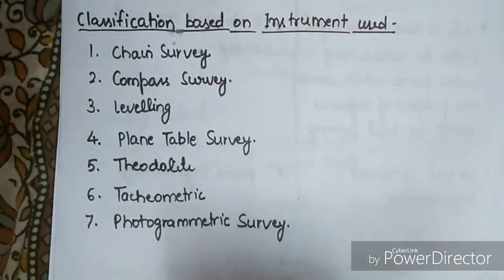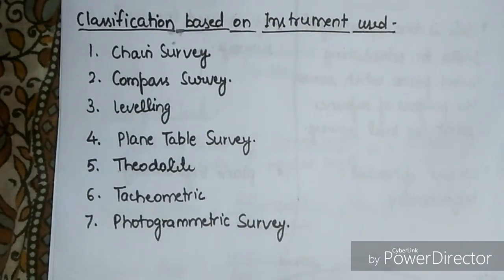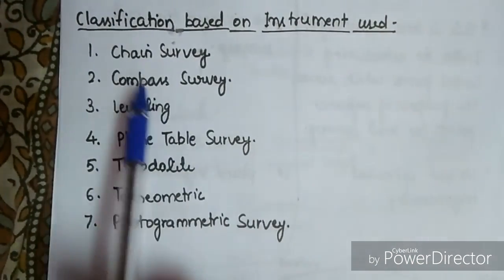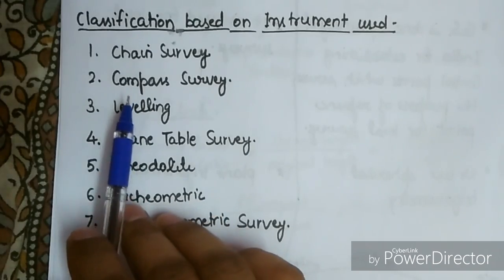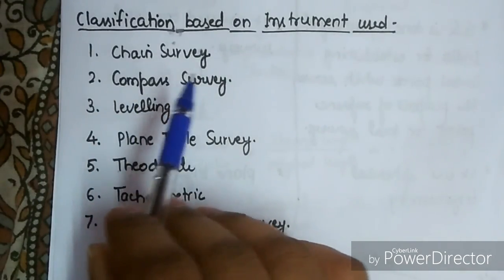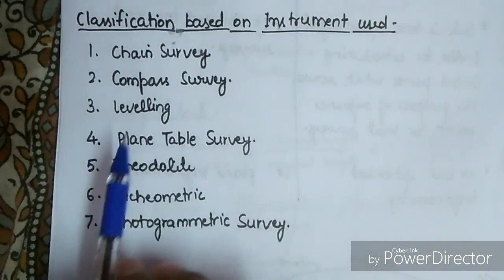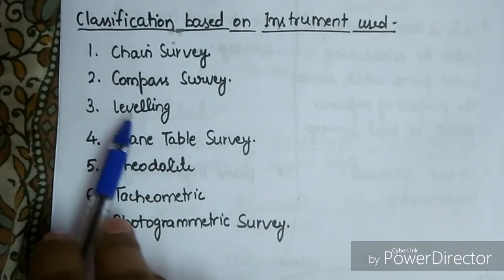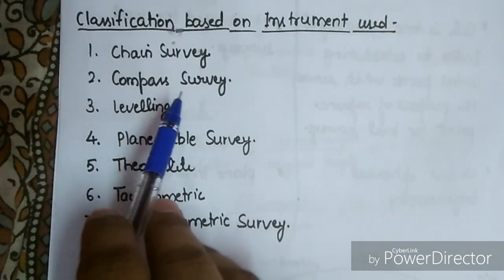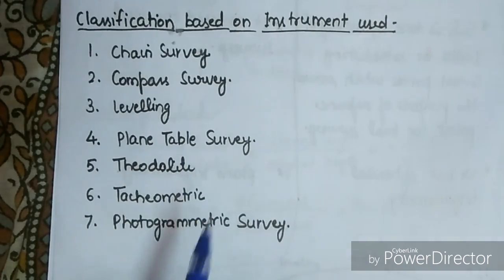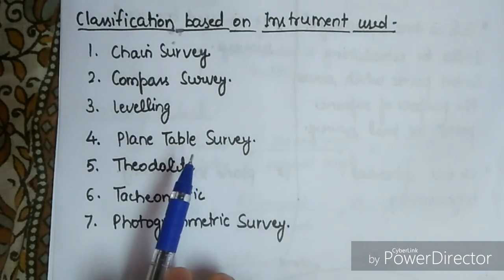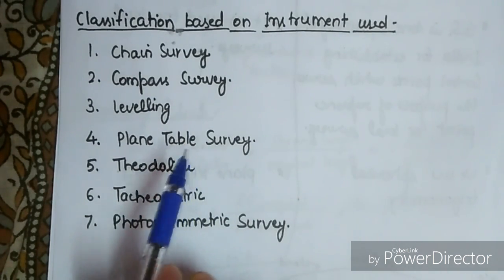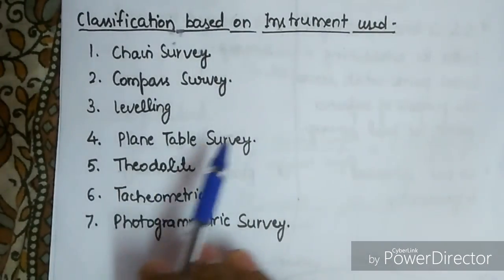First one is chain survey, the simplest type of surveying in which only linear measurements are done. Angular measurements are not taken in chain surveys. In the compass survey, we take the angular measurement also, and the linear measurements are done with the chain or tape only. In leveling, you must be aware with it. It is used to determine the elevation of various points. Plane table survey for determining the various points and taking their linear measurement with chain or tape.